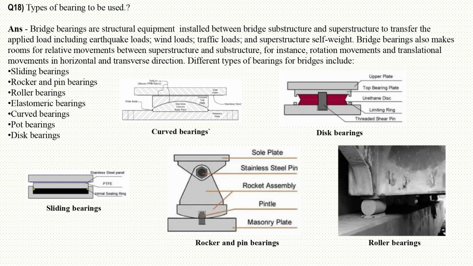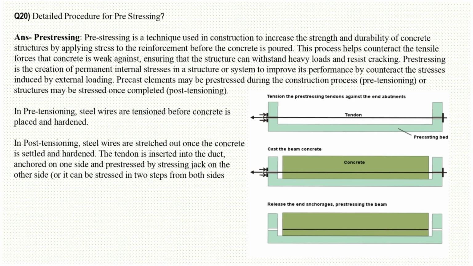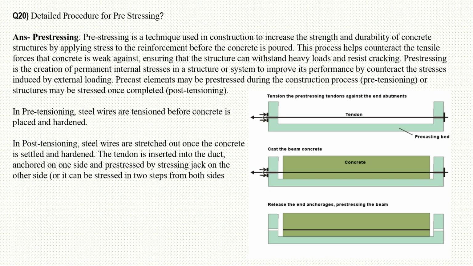Question 19. Detailed procedure for pre-stressing. Answer. Pre-stressing is a technique used in construction to increase the strength and durability of concrete structures by applying stress to the reinforcement before the concrete is poured. This process helps counteract the tensile forces that concrete is weak against, ensuring that the structure can withstand heavy loads and resist cracking. Pre-stressing is the creation of permanent internal stresses in a structure or system to improve its performance by counteracting the stresses induced by external loading.